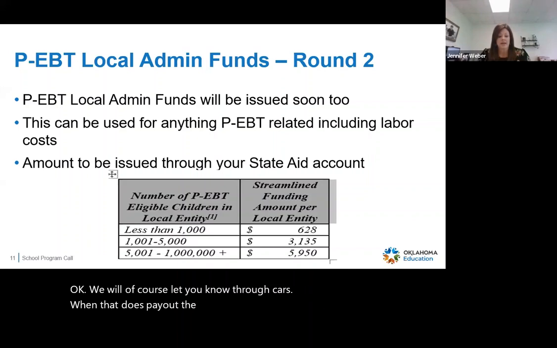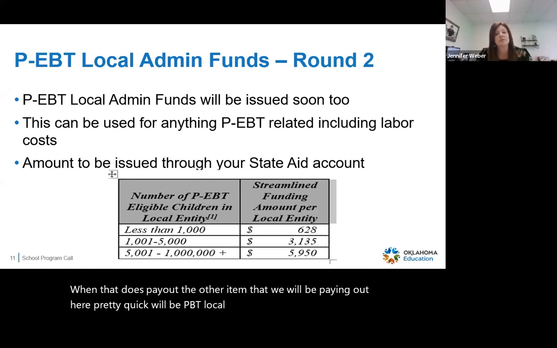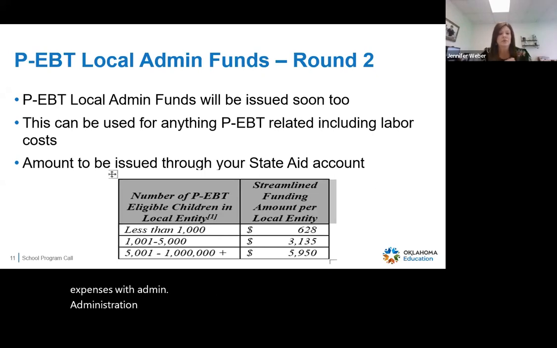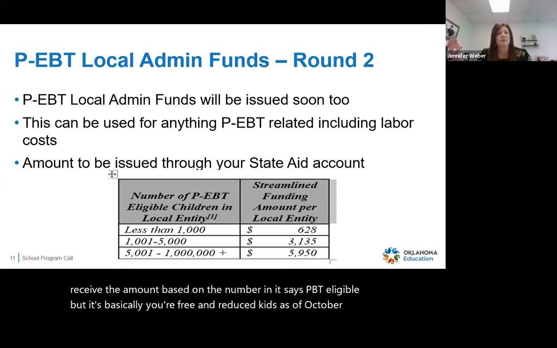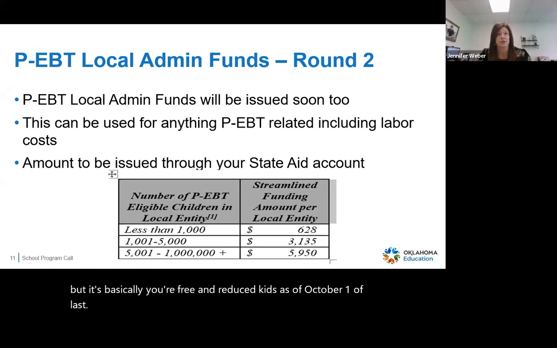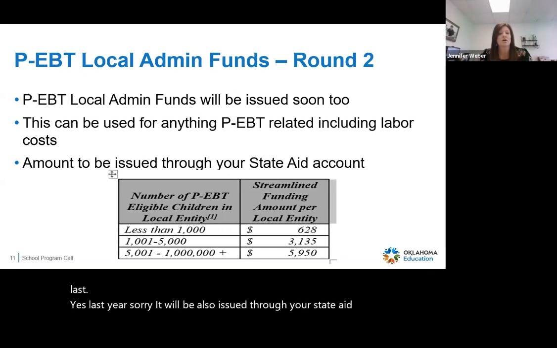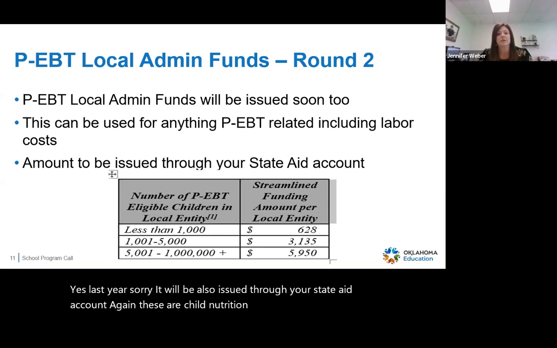The other item that we will be paying out here pretty quick will be PEBT local admin funds. It is to cover expenses with administration of PEBT, I guess is really what I should say. You'll receive the amount based on the number, and it says PEBT eligible, but it's basically your free and reduced kids as of October 1 of last year. It will be also issued through your state aid account. Again, these are child nutrition funds for PEBT. Any cost incurred for PEBT, including labor, is allowed to be paid with these amounts.